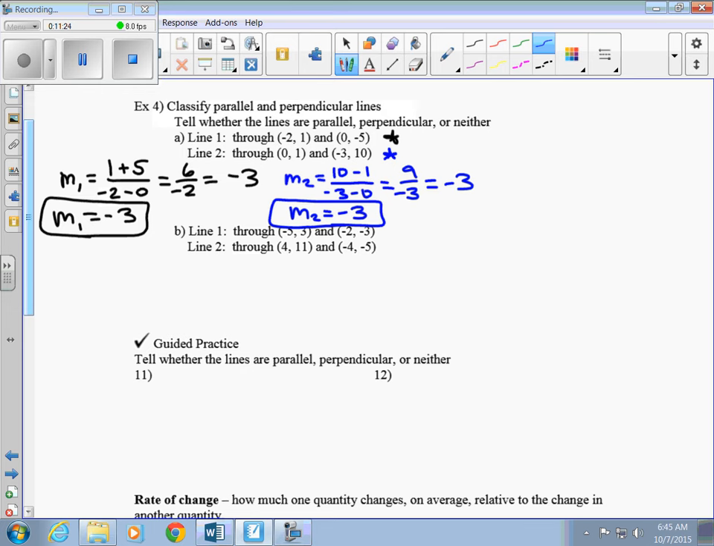They are the same, which means they are parallel. So the lines are parallel because they have the same slope.